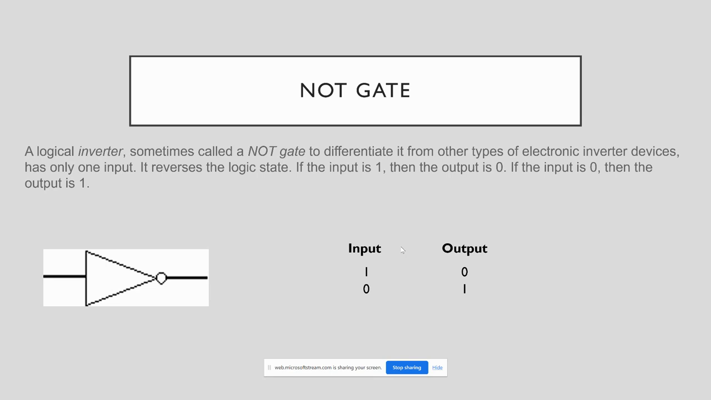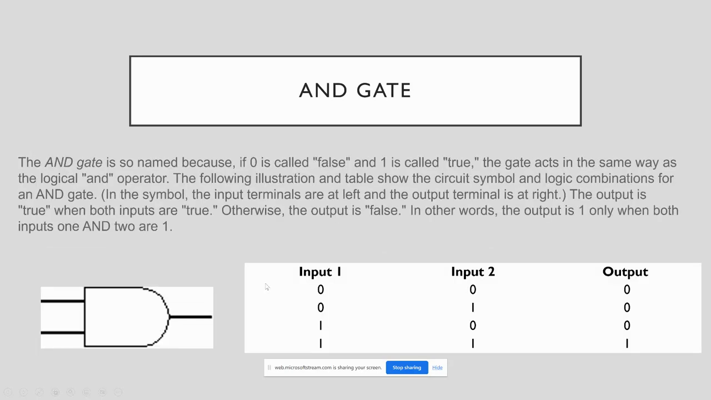So the NOT gate acts as an inverter, and is sometimes called a NOT gate to differentiate it from other types of inverter. Because it has only one input, it reverses the logic state. So if the input is 1, then the output is 0, and if it is 0, the output is 1. And this is how it looks, with the circle at the front to show the NOT gate. As you can see, it's just one input, one output.